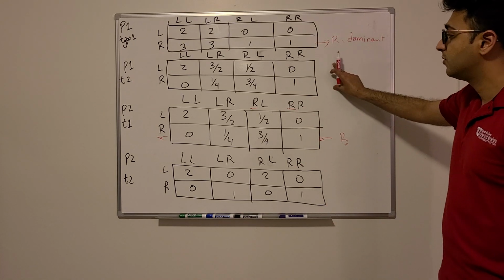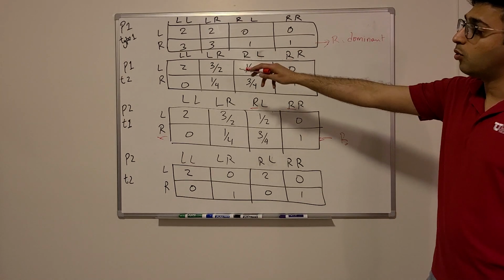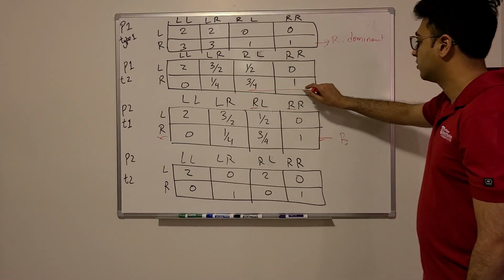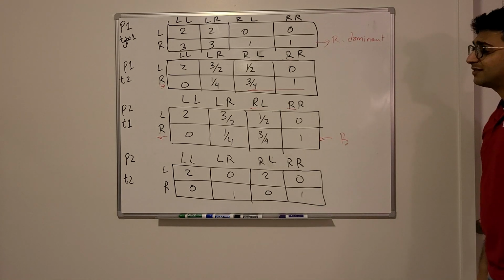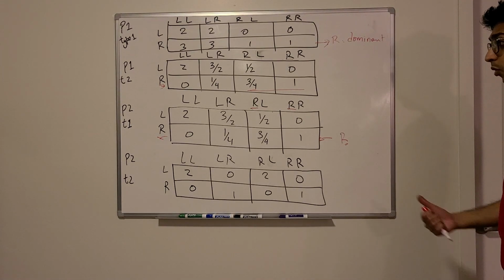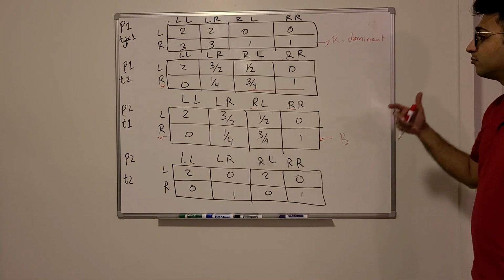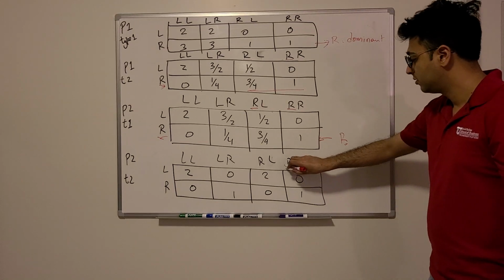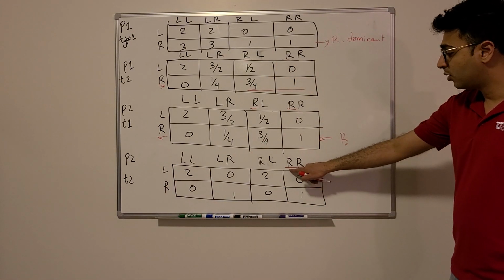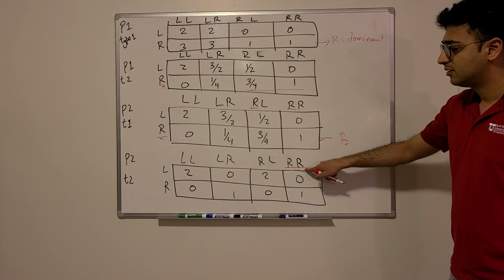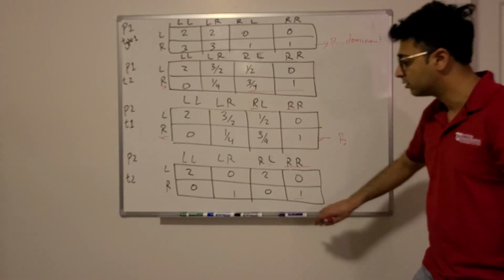Let's look at player 1 type 2's options. Player 2 type 1 always plays R, which means that player 1 type 2 will also always play R. Which means that player 1 type 1 always plays R, player 2 type 1 always plays R, and player 1 type 2 always plays R. So when we're looking at player 2 type 2's preferences, player 1 type 1 plays R, player 1 type 2 plays R, therefore player 2 type 2 should also always play R.